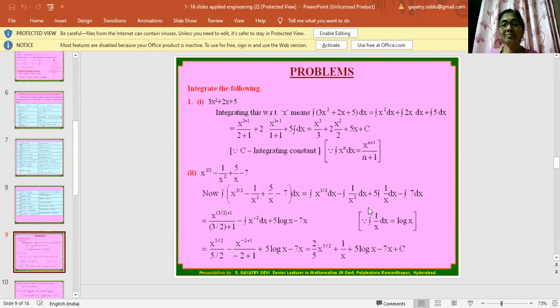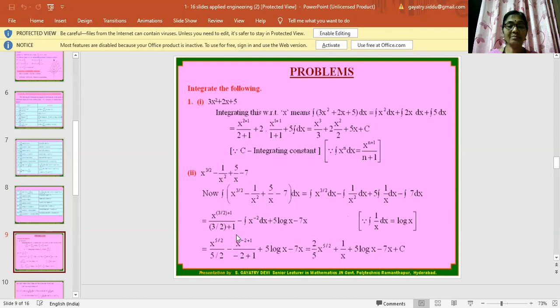Only when n equals -1. That means only for 1 by x, the integration is different. So here it is 1 by x square, so you have to take it as x power -2 integration. So integral of x power -2 dx plus 5 into integral 1 by x dx. You have another formula, log x. Integration of a constant gives you constant into variable x.